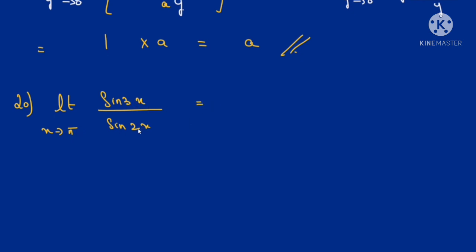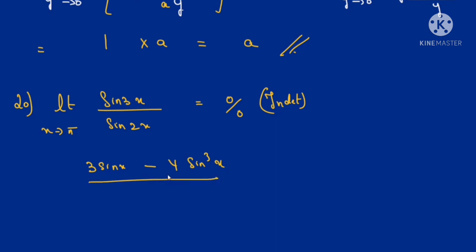Sin 3π by sin 2π is 0 by 0, an indeterminate form. So let us simplify this. Sin 3x is 3 sin x minus 4 sin cube x, divided by sin 2x, which is 2 sin x cos x, limit x tends to π.